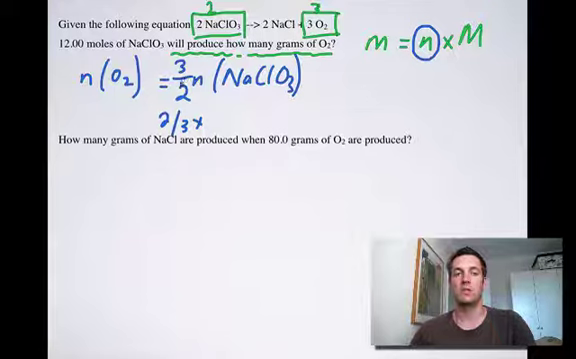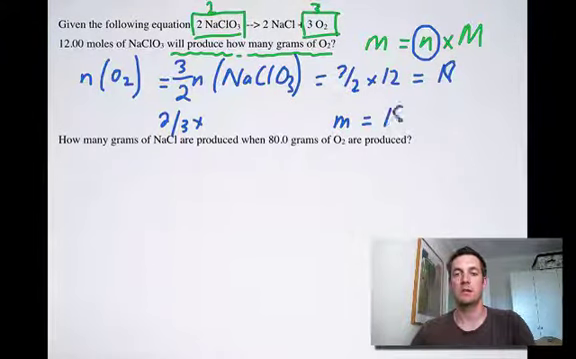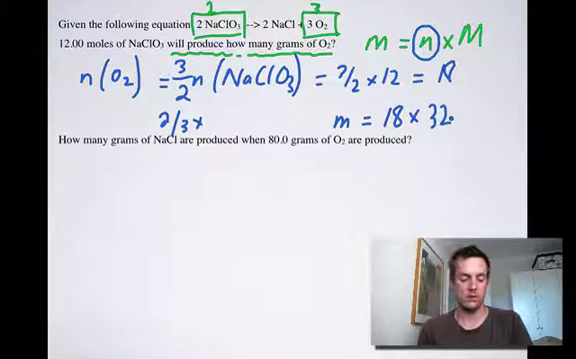So let's go ahead and have a look at this. The number of moles of oxygen is 3/2 times 12 in this case. So 3 over 2 times 12, which equals 18. So the mass of oxygen is equal to 18 times the molar mass, which is 32. And let's just quickly find out what that is, which equals 576 grams.